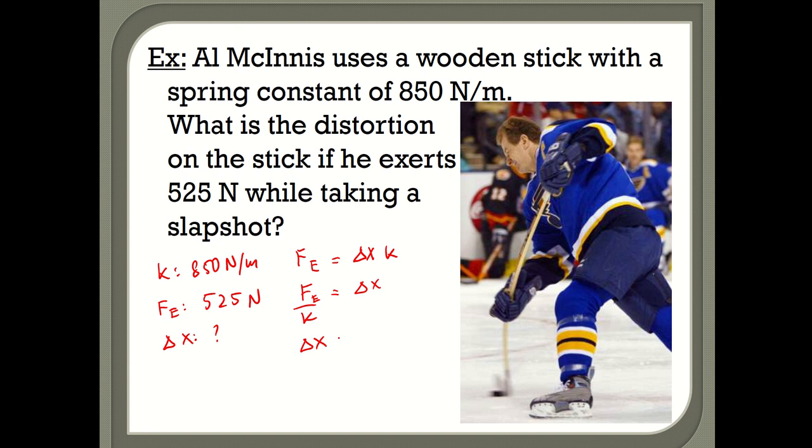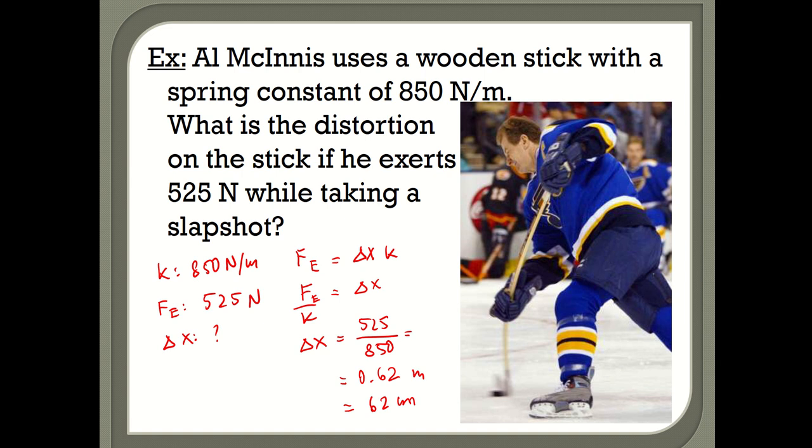So let's write delta X on this side. Plug in force is 525 over 850. So we have 3 sig figs on the top, 2 on the bottom. So 525 divided by 850, we get 0.6. Let's see, 2 sig figs, we have to round to 0.62. All right, so this is 62 centimeters. So maybe units that are easier to understand. That's how much the stick bends when he loads up for a shot.